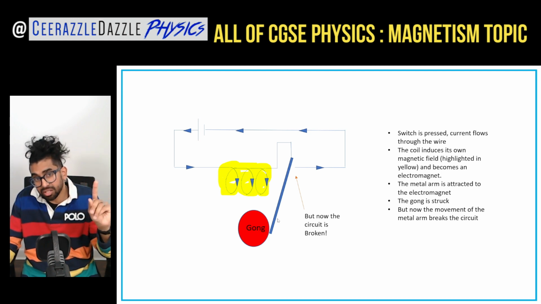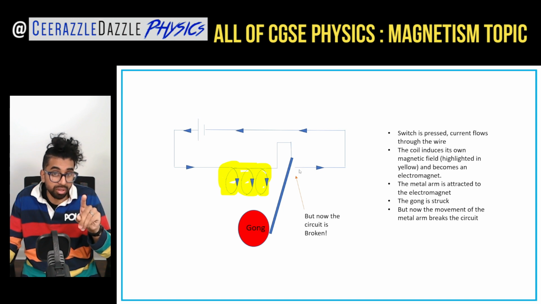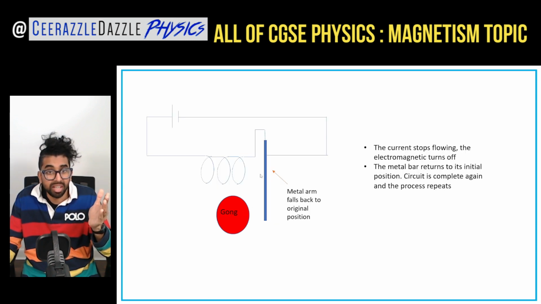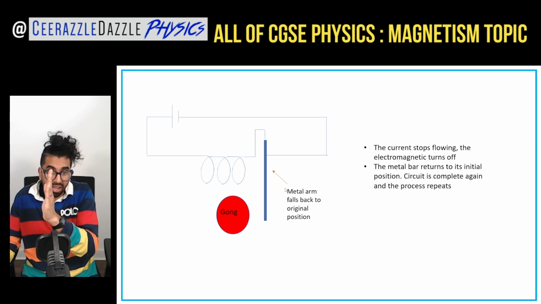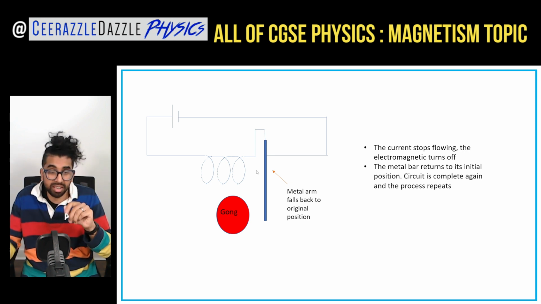Right, so as it hits the gong and it makes the noise, what will happen is the circuit will become broken. If the circuit has become broken, the magnetic field will therefore shut down, and therefore the metal arm will fall back into place once again, and then the whole process will start again. That's the reason why it gets hit repeatedly, again and again, due to electromagnets.